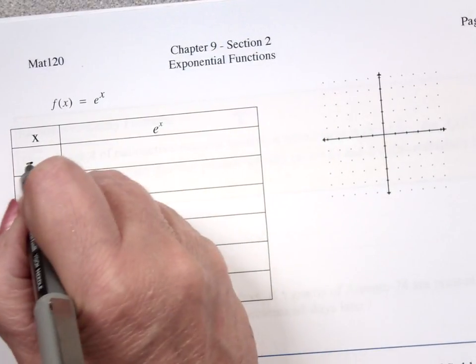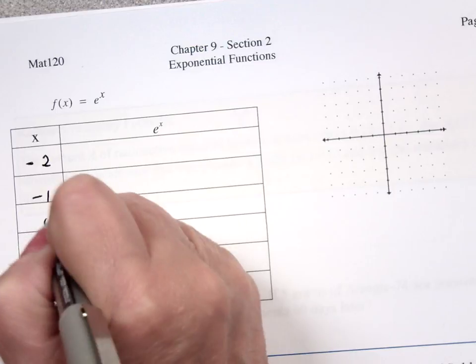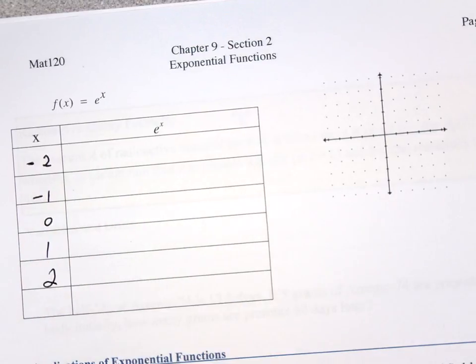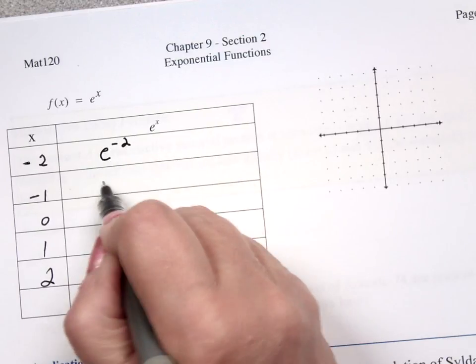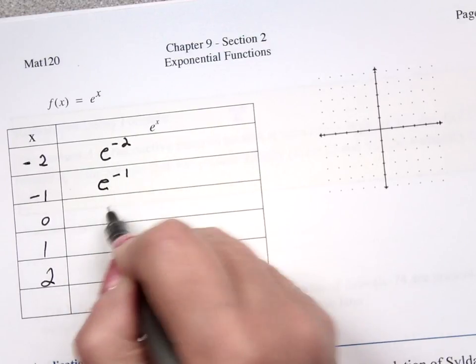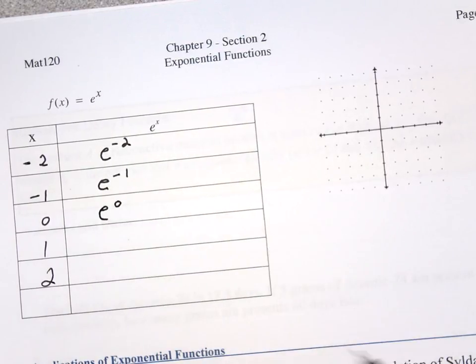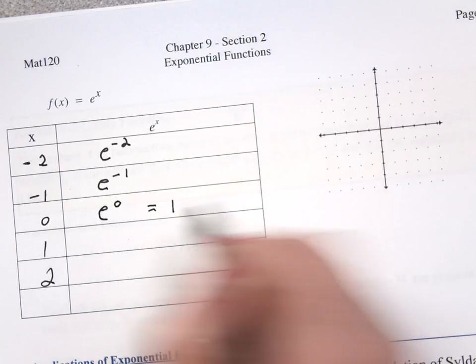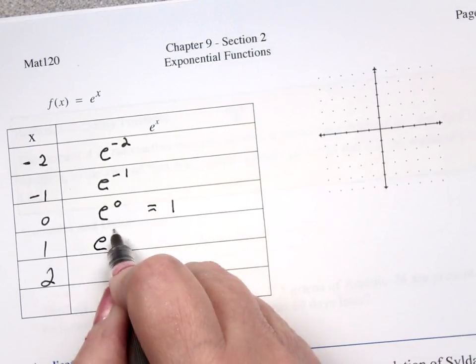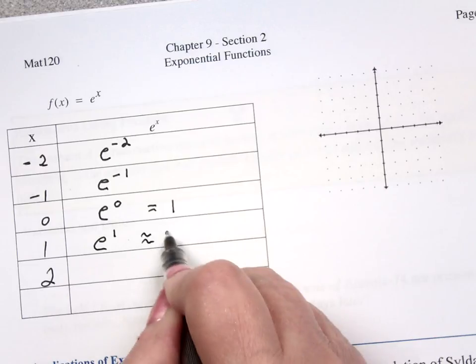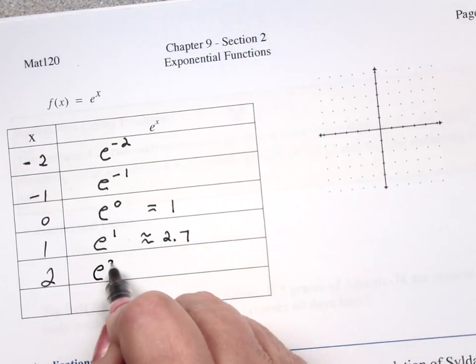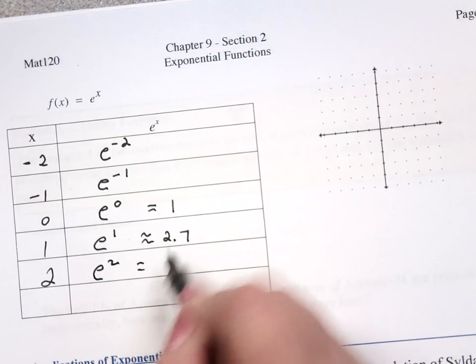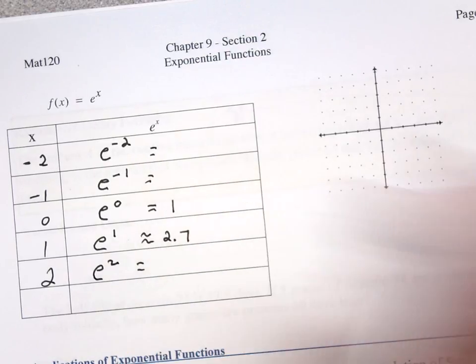We are looking at -2, -1, 0, 1, and 2, because the domains are real numbers. This is e to the -2, e to the -1, e to the 0, well, that's easy enough, that's 1. E to the 1 we know is approximately 2.7, that's the best we can do. And then e to the 2, and now we need to do some calculations.